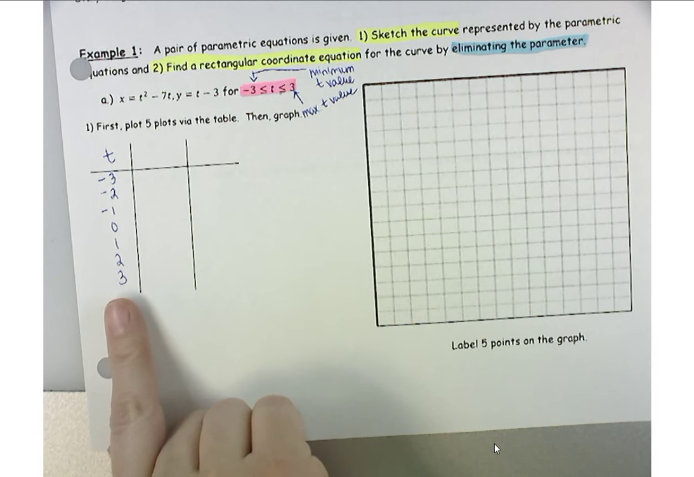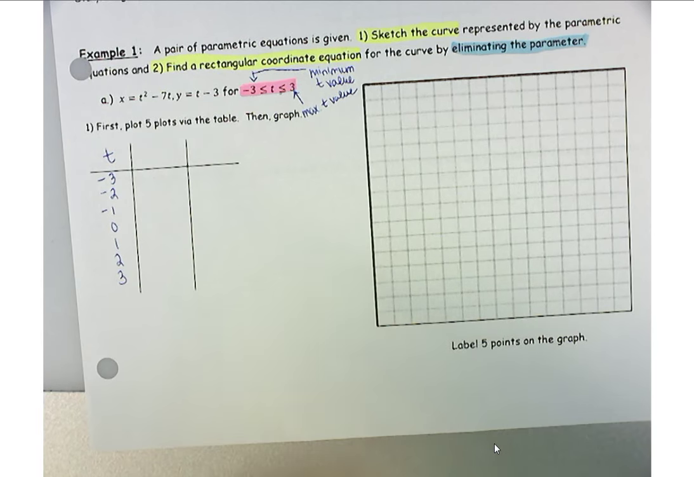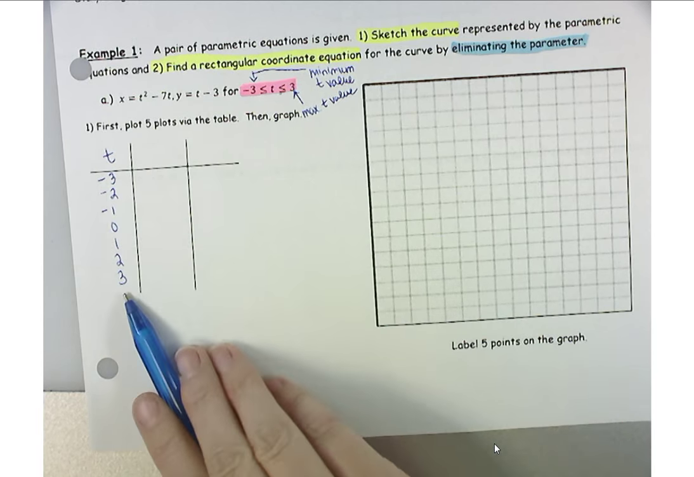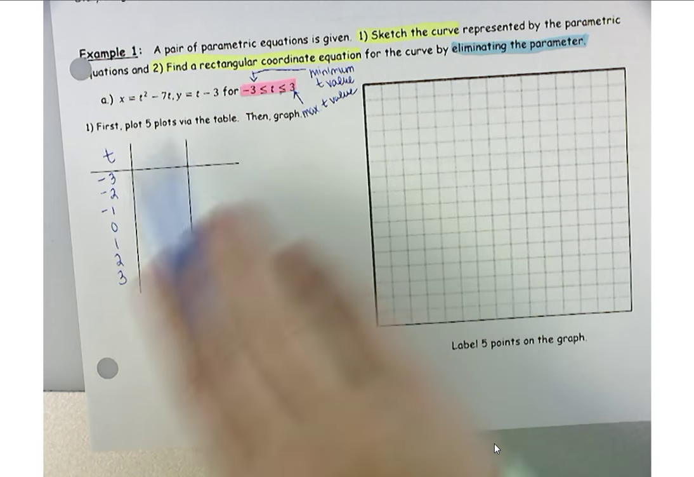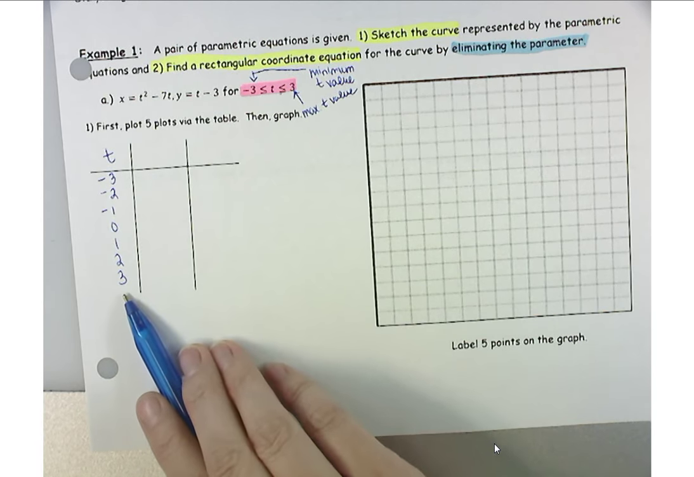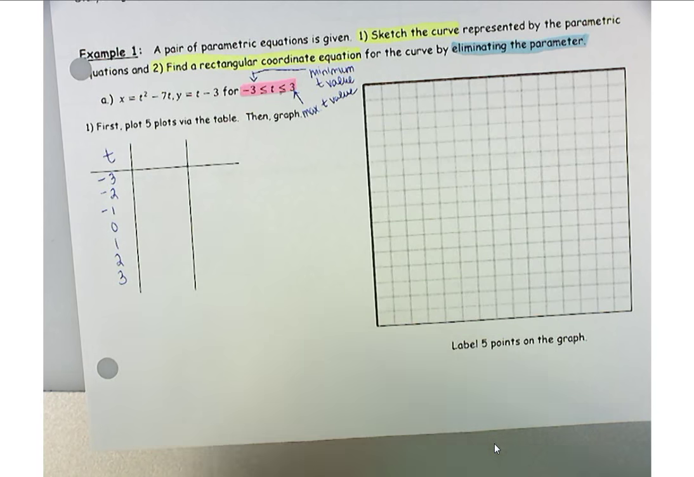When you do your homework, you can choose 5 points. But again, it's very important that you have your minimum value and your maximum value. You can pick the ones in between, but at the very least, you have to have your minimum value and your maximum value. What values do you have to have on your table? One more time with some gusto. What are the 2 values you have to have on your table? Minimum and maximum. Okay, so now we're going to find our x and our y.